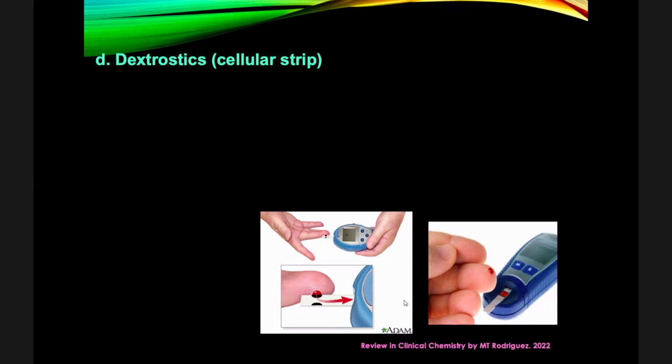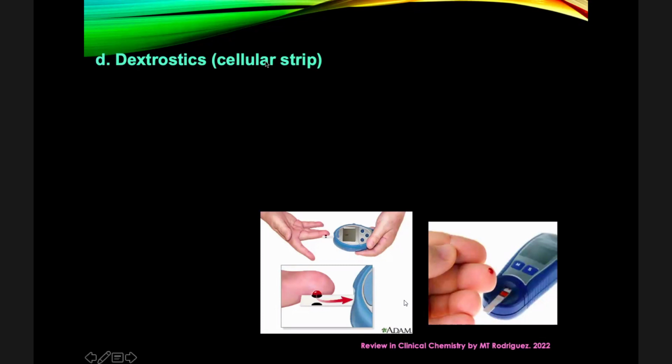Huwag po natin kakalimutan. Ma'am, meron po ako nabasa na dextrose na hexokinase. That is the second. Meron na rin tayong dextrose hexokinase. Kaya lang po ang most common, si glucose oxidase. Yan talaga, guys. Ma'am, why is it that they created also a hexokinase strip? Because that is the reference method.